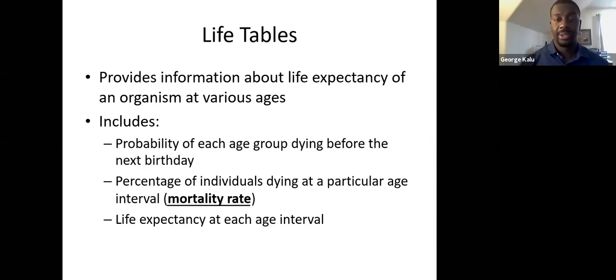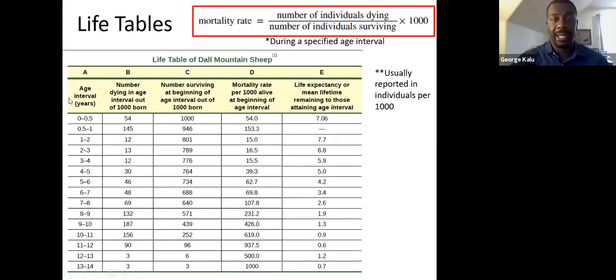So this is what life tables will look like here. Okay. So this is what a life table looks like. And in a life table, you're going to have 5 columns typically. The first column is the age of that particular organism.